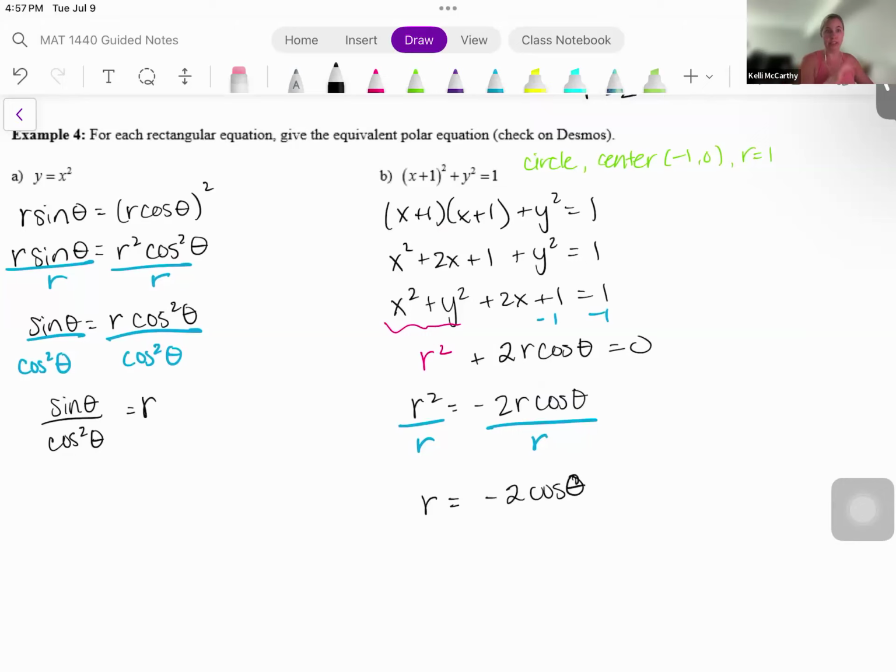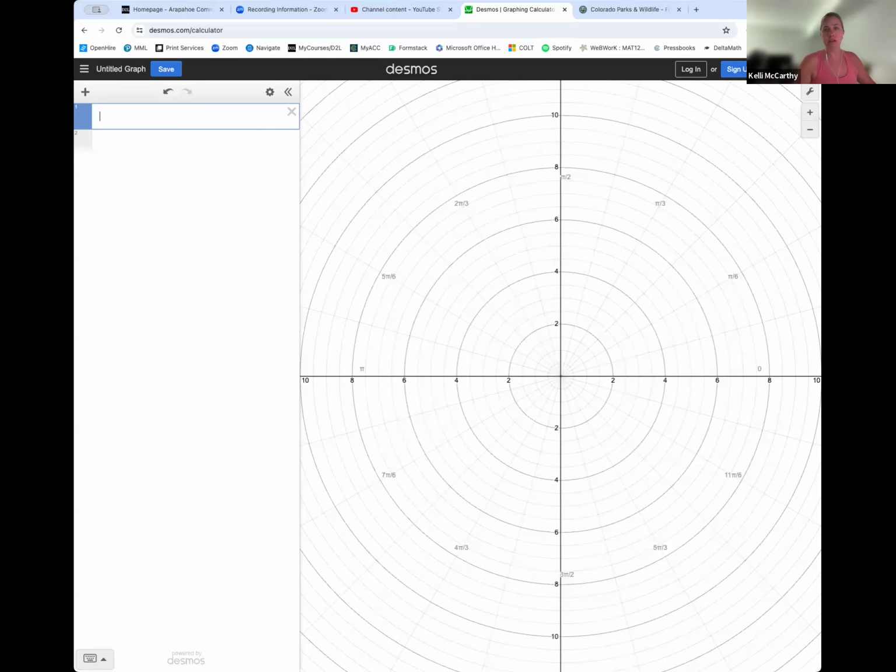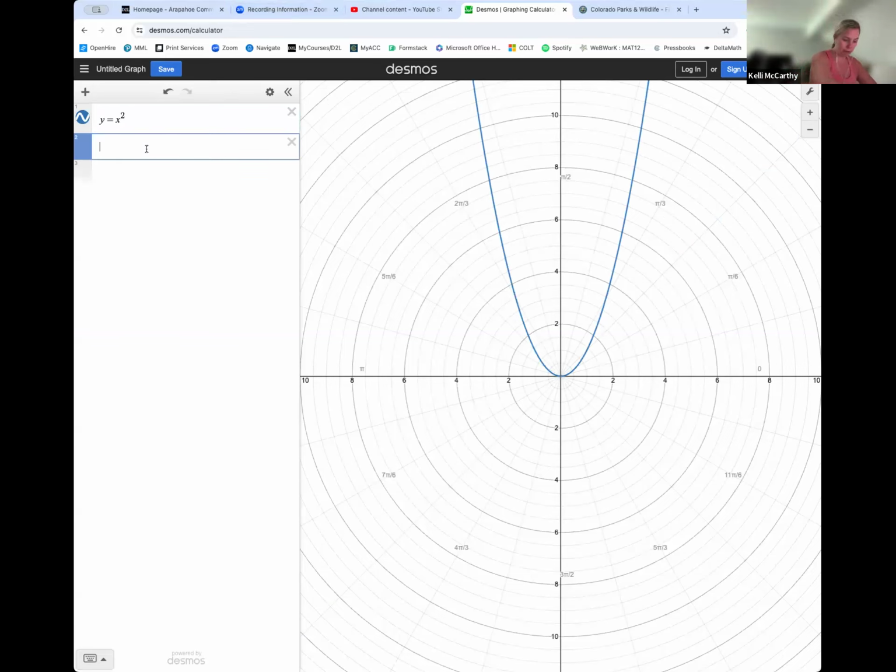So let's take a look at what these two examples look like in Desmos. All right, so that first example was y equals x squared. There's that parabola. Now, when we converted this to polar form, we got r is equal to sine of theta divided by cosine squared theta. And we see that that also yields the same parabola.